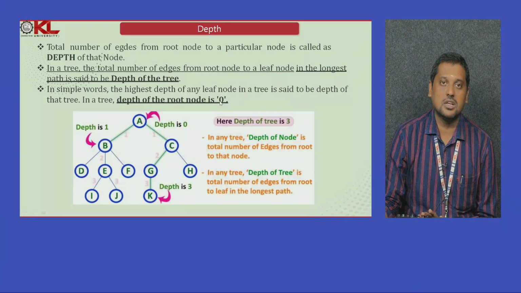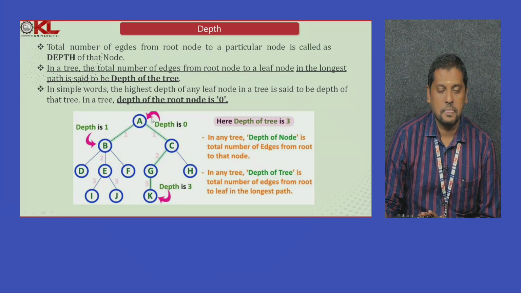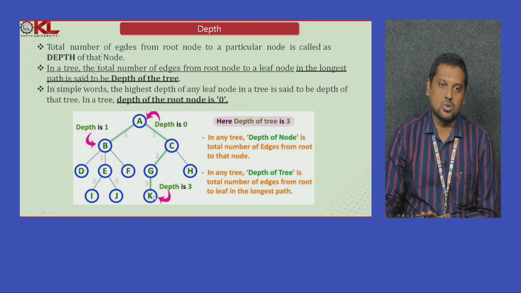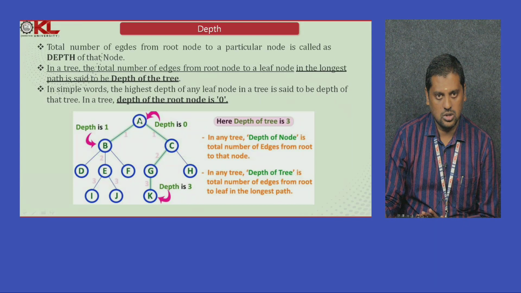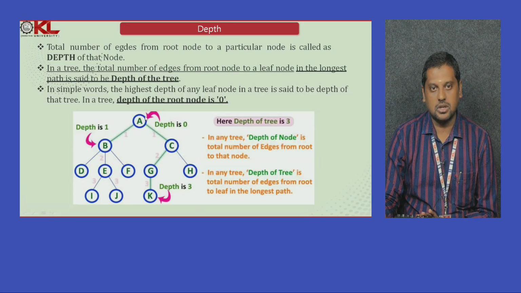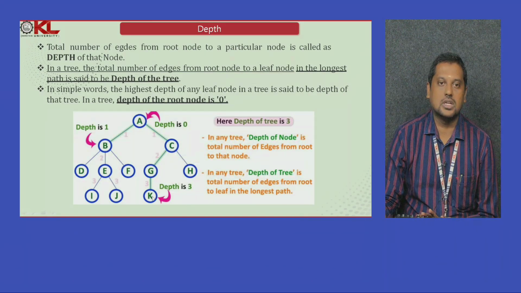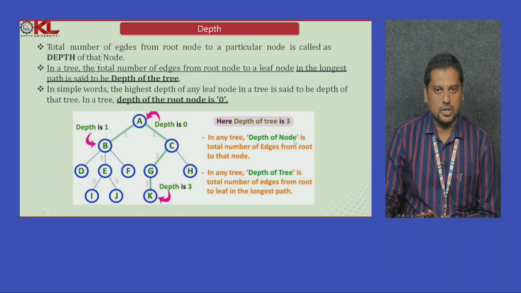Why? Because we have to calculate the depth only from the root node. So every time the depth of the root node is 0. Now I need to calculate the depth of a particular node value, K here. Starting from the root node, we have to calculate the depth till the node value K only in the longest path. So from A to C, from C to G, and G to K. So totally 3 edges are there. So here the depth of the node is 3. That is why in any tree, the depth of a node is the total number of edges from the root to that particular node.